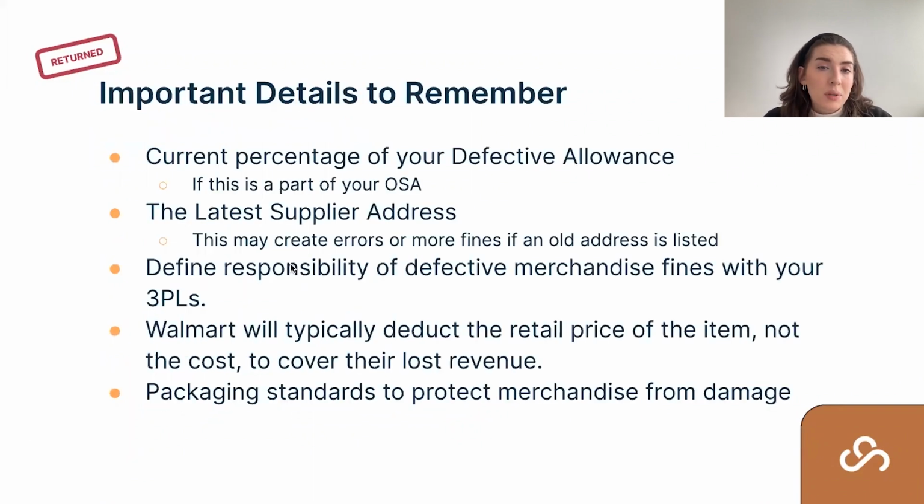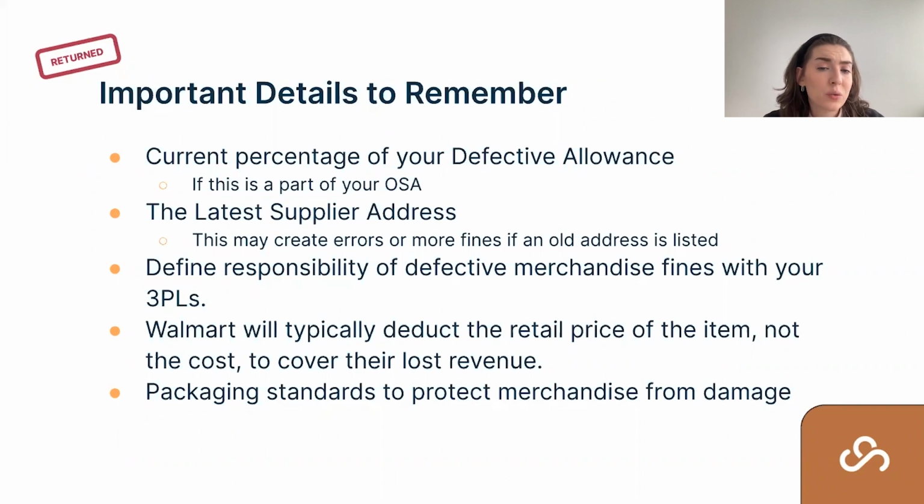A couple more important details to remember, and I kind of spoke to those, is know your current percentage of your defective allowance. If this is not a part of your OSA, maybe this is something that you start to have a conversation about when it's time to make changes to your OSA, but that current percentage, either increasing that because of the category you're in or the situation of your supply chain or of just the industry.